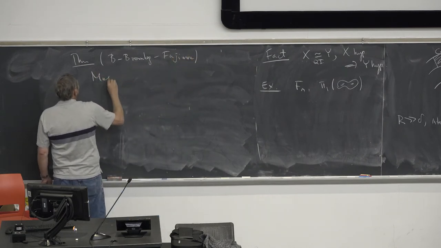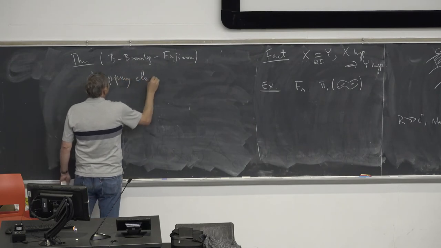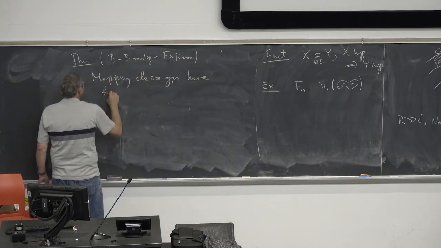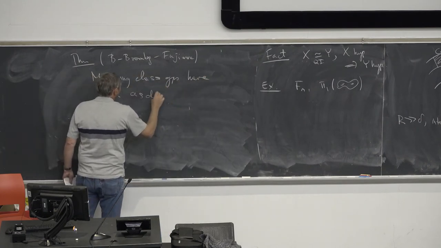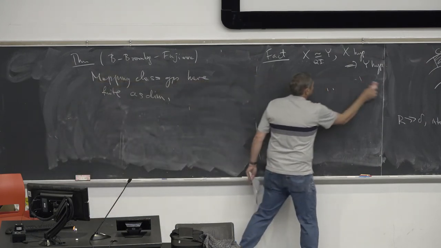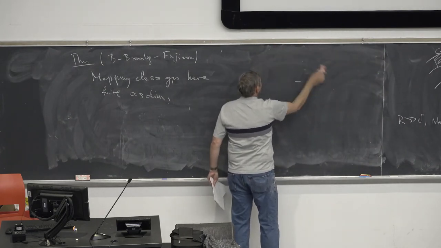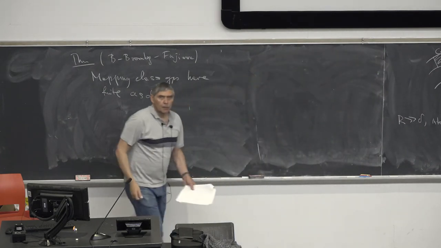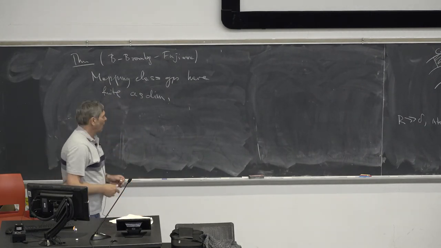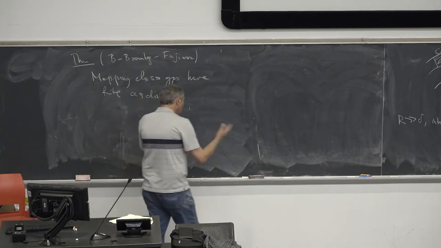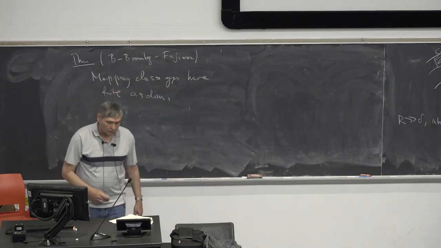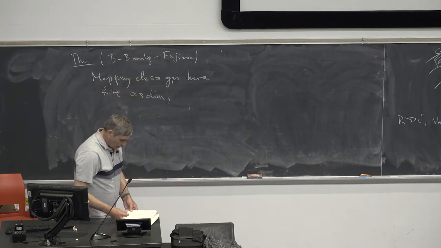So mapping class groups have finite asymptotic dimension. Okay, so first of all, what is a mapping class group? And then maybe I'll define what the main space is. It's all about spaces. That's what we like to do. We like to think about particular spaces. So there's going to be a space called the curve complex that's associated with the surface. And it's a fascinating object.